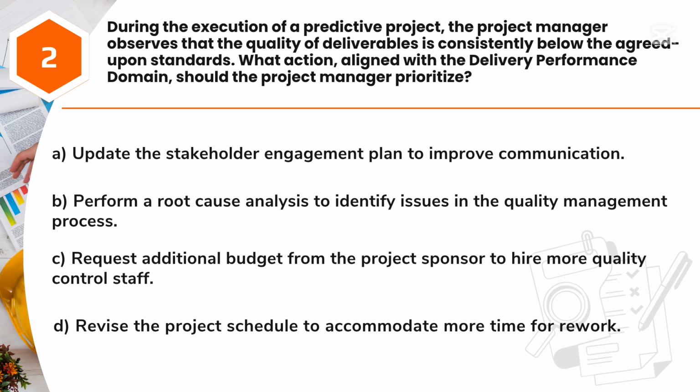A. Update the stakeholder engagement plan to improve communication. B. Perform a root cause analysis to identify issues in the quality management process. C. Request additional budget from the project sponsor to hire more quality control staff. D. Revise the project schedule to accommodate more time for rework.